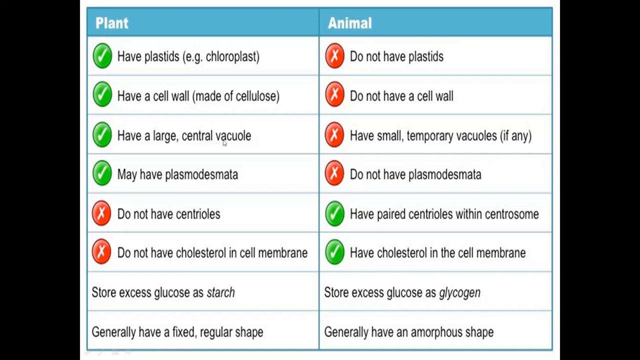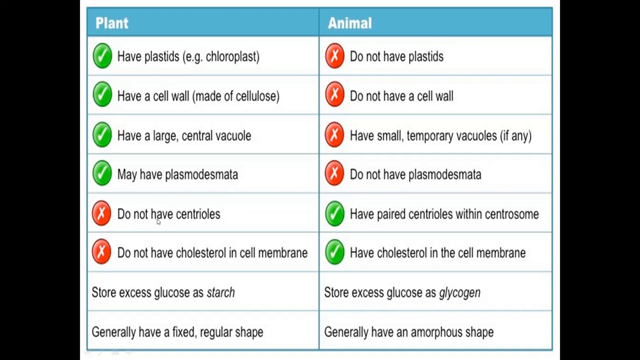In plant cell there is a large central vacuole, but in animal cell there are temporary small vacuoles, and if they are present it is very small. Plant cells have plasmodesmata. What is plasmodesmata? It is the small microscopic connection between the plant cell from one cell to another cell. So from one cell wall to another cell wall there are small channels or connections. So these small channels or connections from cell to cell through cell wall in plants are called plasmodesmata. But there are no such connections in animal cell.